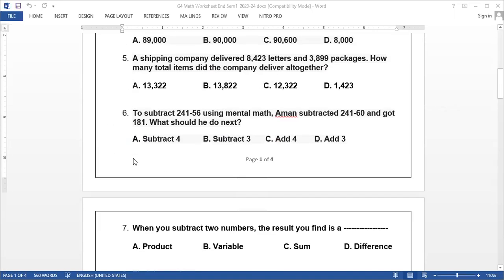Now we go to the next question. Question number 5. A shipping company delivered 8,423 letters and 3,899 packages. How many total items did the company deliver altogether? Here it says the total items altogether. This means we need to add. How do we add whole numbers? We write the digits under each other, and we have to be careful to line up the digits.